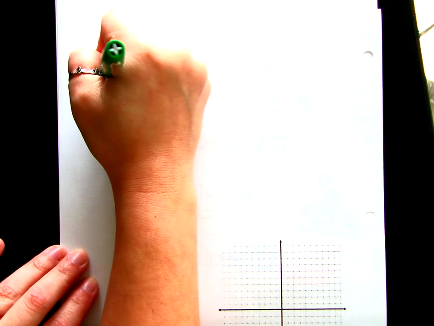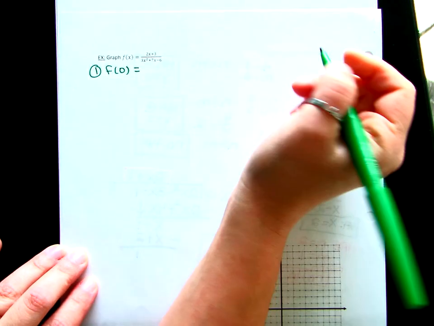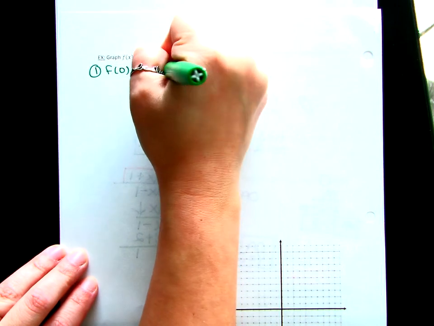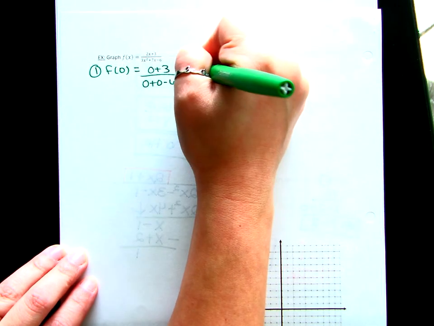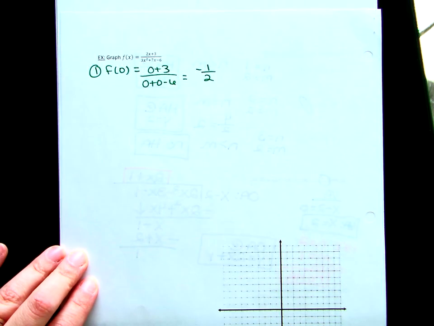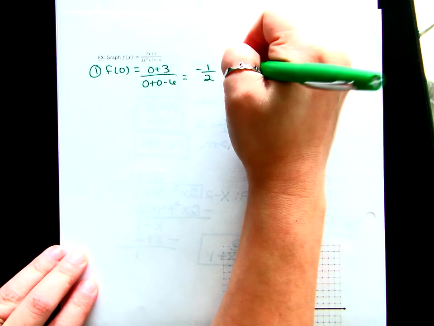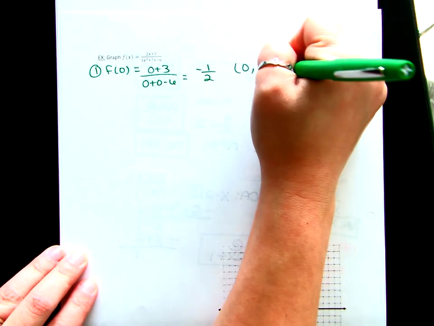So, step 1. Find our y-intercept by plugging in 0. We get 0 plus 3 over 0 plus 0 minus 6, which is -1/2. So (0, -1/2) will be our y-intercept.